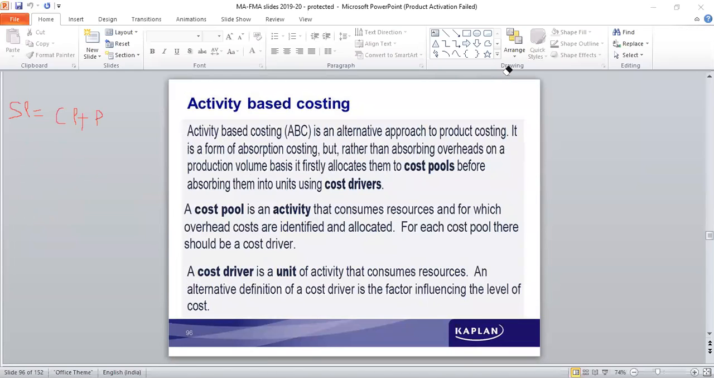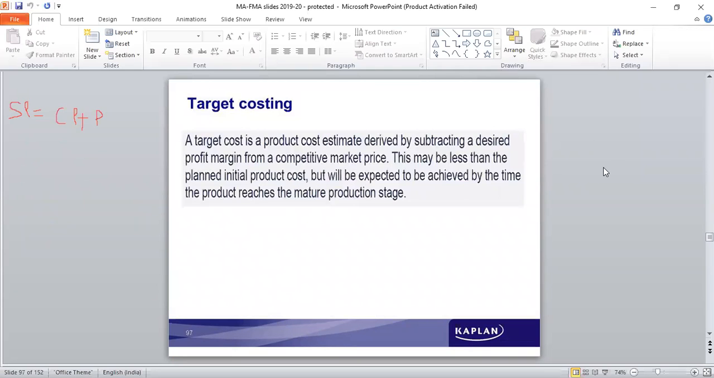The next topic is target costing. See, we've just discussed how the selling price is decided. This is what we know: find out what the cost price per unit is, add a profit margin, and decide what the selling price is. So that is the regular way of deciding the selling price.